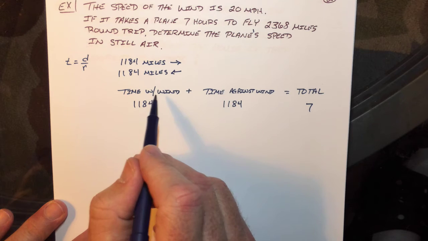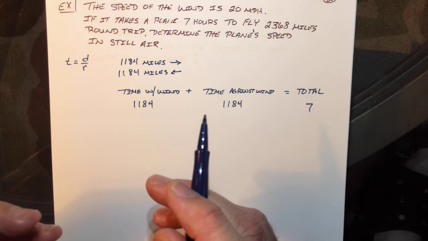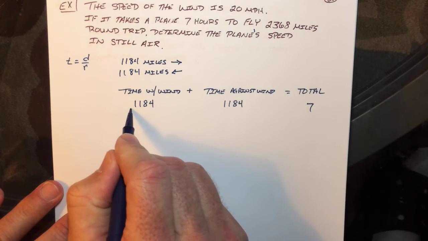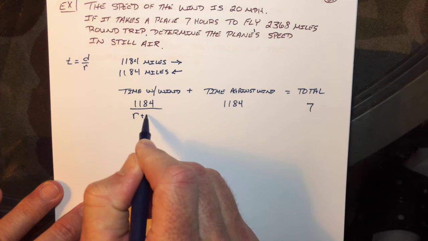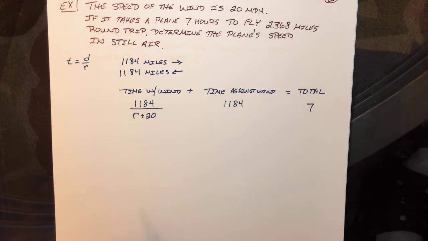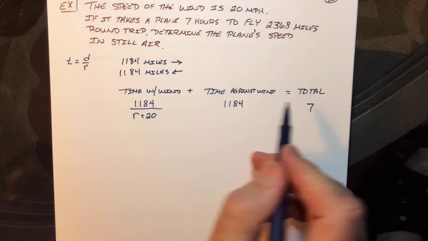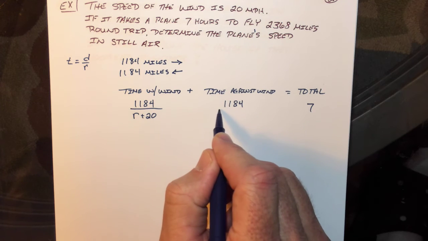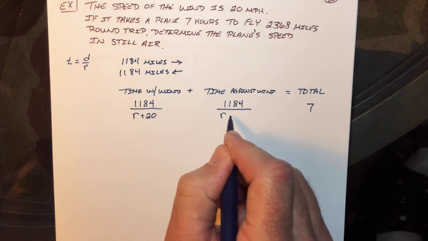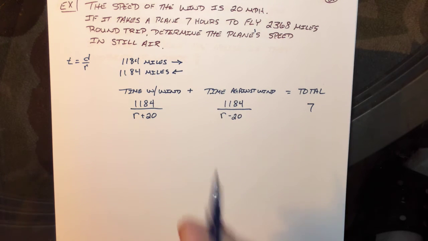So if we're going with the wind, what's that going to do to our rate? It's going to increase it. So we don't know how fast we're going, but we're going to have a 20 mile an hour tailwind with us. So it'll add 20 miles an hour to our rate. When we're going against the wind, that's going to slow us down by what? 20 miles an hour. So we've got our chart, we've got our data, we've got our information set up.